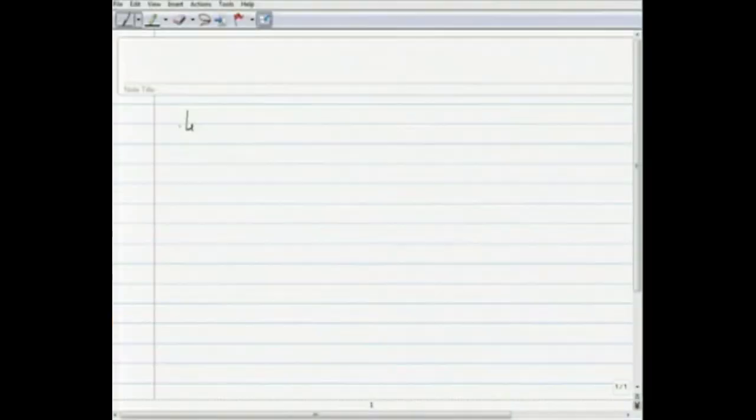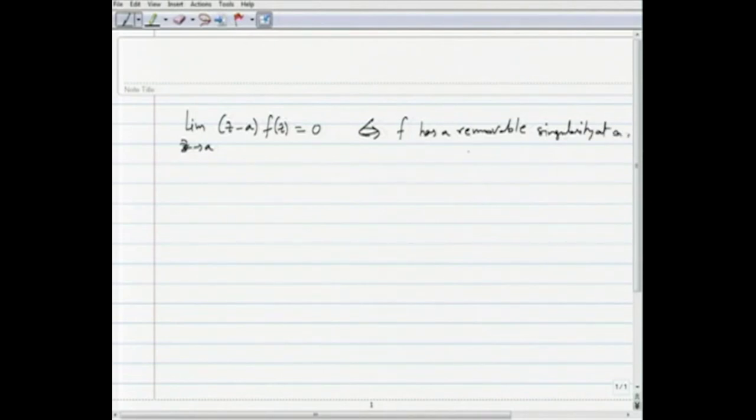Okay. So, last time we showed a theorem: under the assumption that a is a singularity of a function f, the limit as z goes to a of (z minus a) f of z is equal to 0 if and only if f has a removable singularity at a. Recall what that means. It means that there is an analytic extension of f at the point a. So, often whenever there is a removable singularity, we will say that we will remove the singularity at a for f.